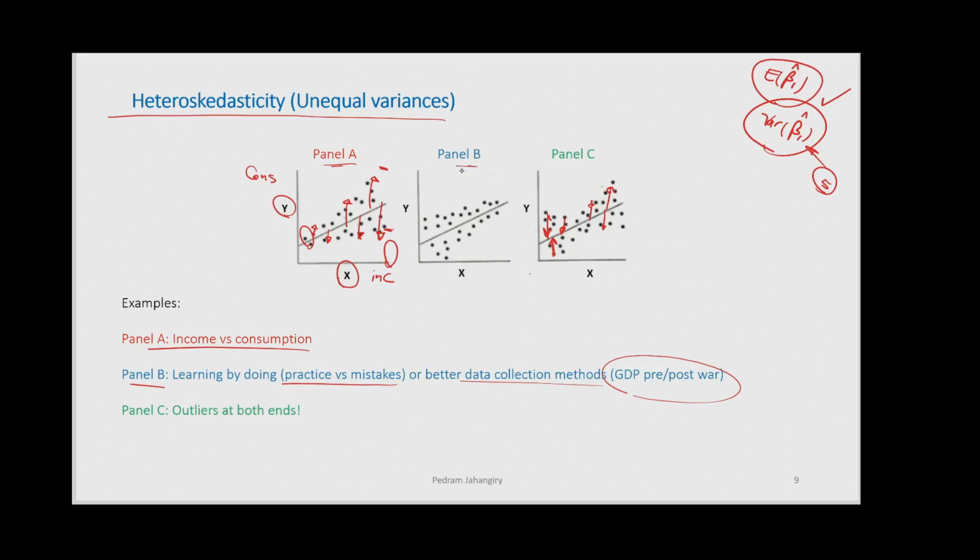So that was an example for panel B, and for panel C, we have outliers at both ends, right? Let's say the variance initially decreases and then increases. So we can have outliers from both ends. You can think of some examples that you have in mind, but I will leave it as an exercise. Think about two variables x and y that you believe their variance is going to behave like this. Initially, for the smaller values of x, the variance is large, and then as x increases, the variance decreases, and then again, as x increases, the variance is going to increase.